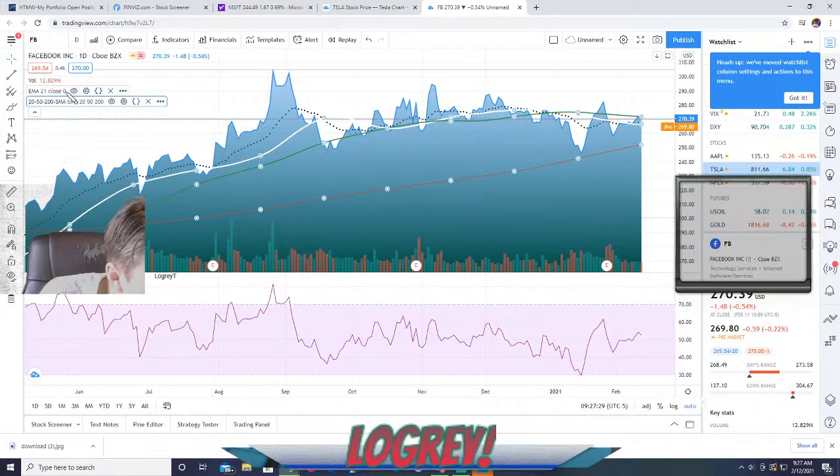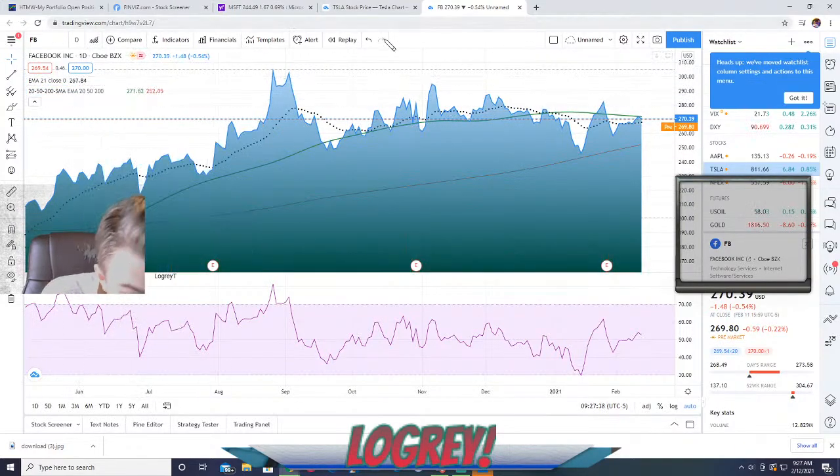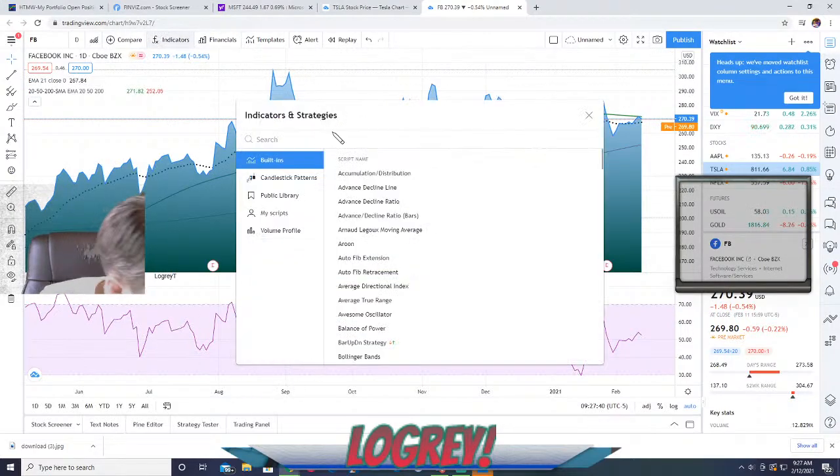Oh, only 3 indicators limit. Okay, so where's the other one? What is this? I don't really need it. Let's get rid of this. And then let's add the RSI. Now can we do it?